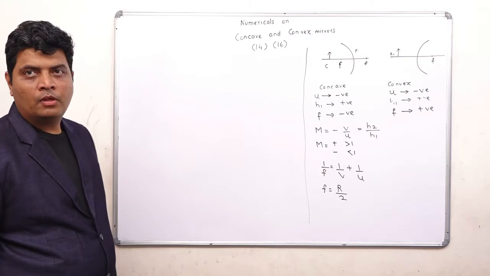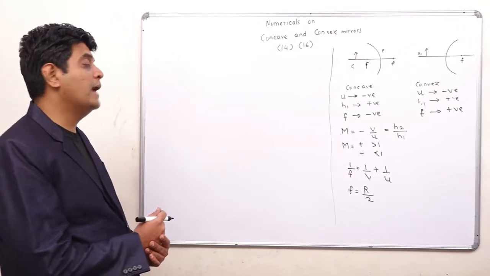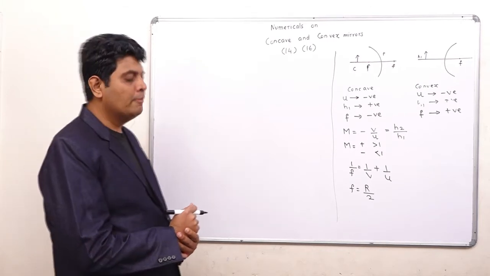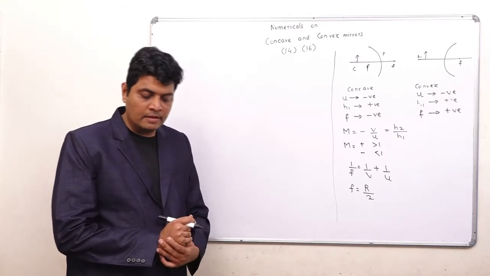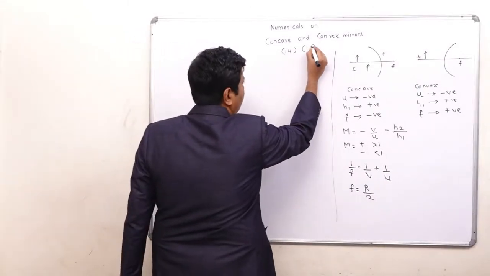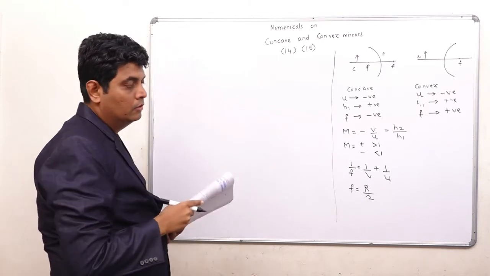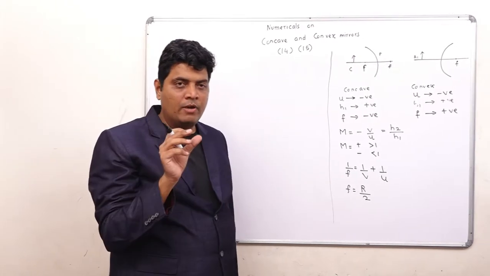In this series of videos related to the light chapter, we are solving numericals. In this video, I am going to solve sum number 14 and sum number 15 related to mirrors, textbook page number 186. Again, I am repeating step 1.